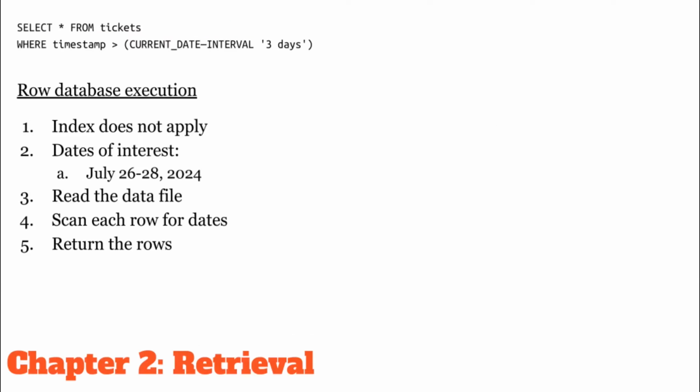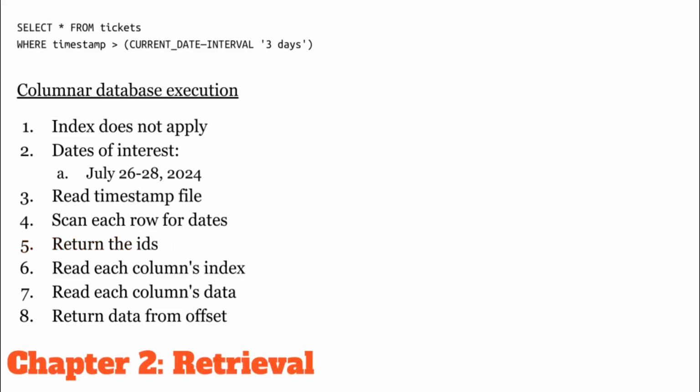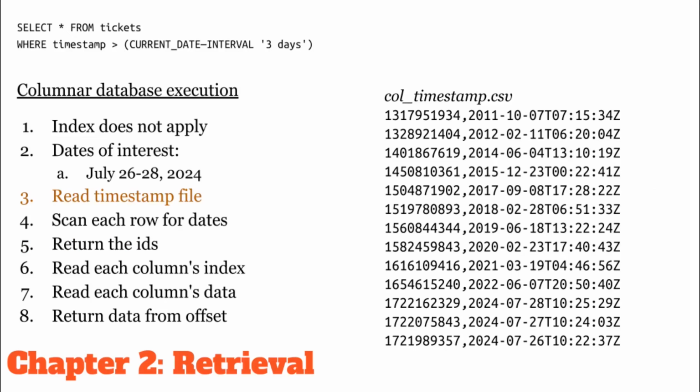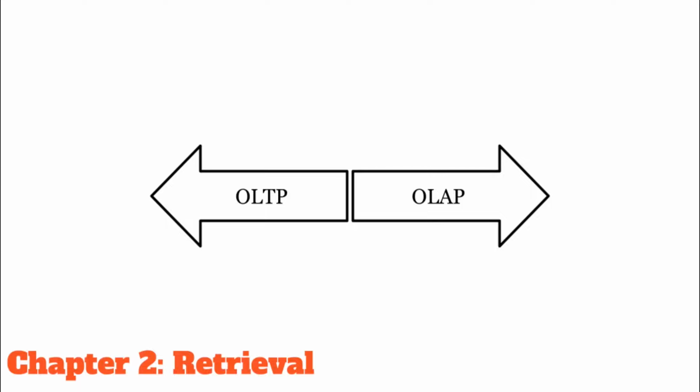Here's an illustration retrieving this transactional query from a row-based store. First, we note that the primary key index isn't useful, so we directly read the data file, scan for the relevant dates, and return those rows. In the case of a columnar store, we must read the timestamp file, scan for the relevant dates, and capture their IDs. With those, we then read every other column's indexes and corresponding data files, skip to the index byte offsets, combine the columns, and return them. That's an example OLTP query.